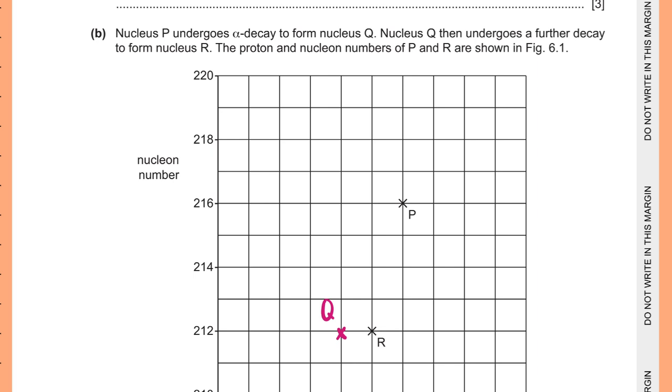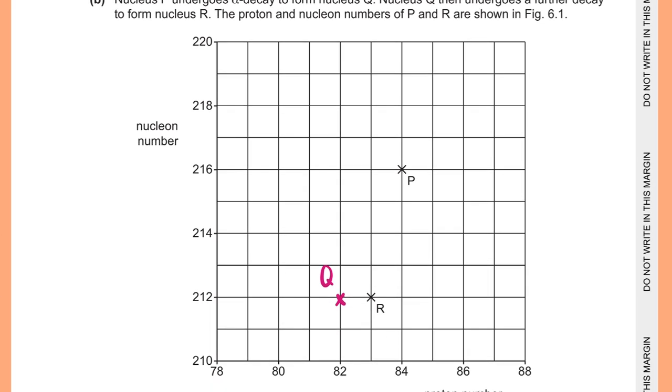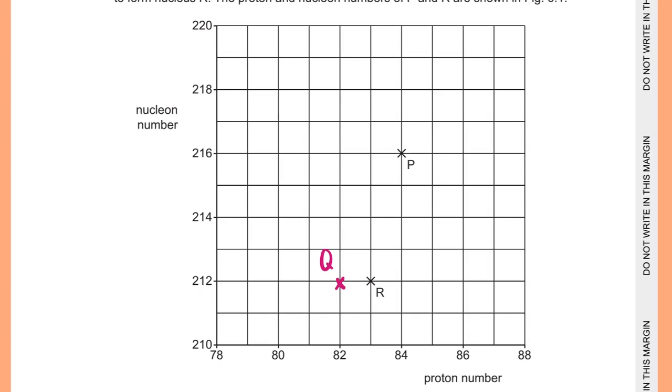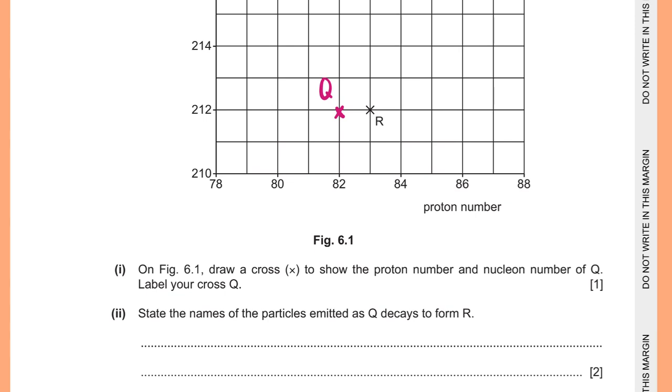And then I'm pretty sure the next part would ask what type of decay this is, going from Q to R. The proton number is increasing by 1, so this must be beta negative. So state the names of the particles emitted as Q decays to R. One of these would be the electron because of beta negative, and the antineutrino. Right, so these are both the leptons emitted here.